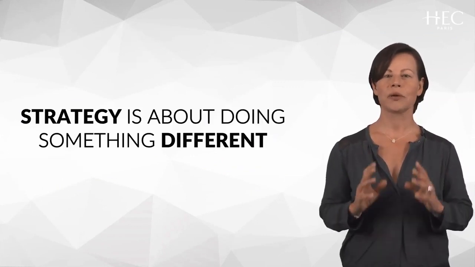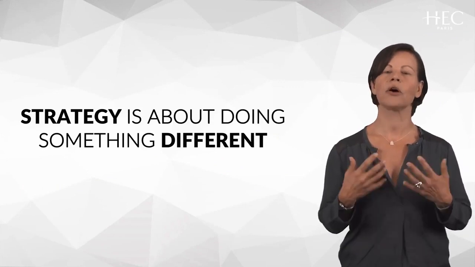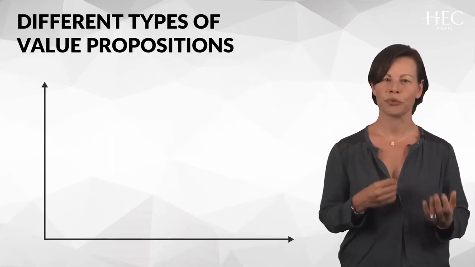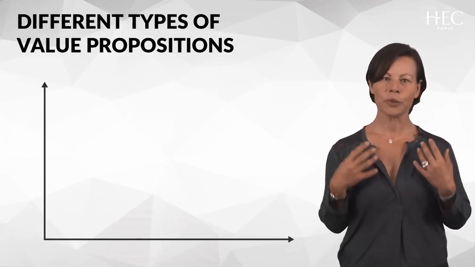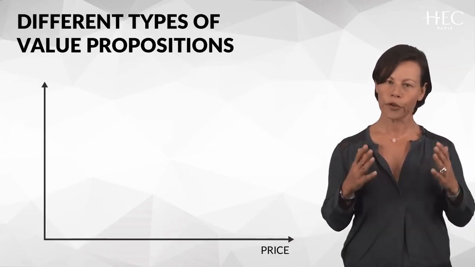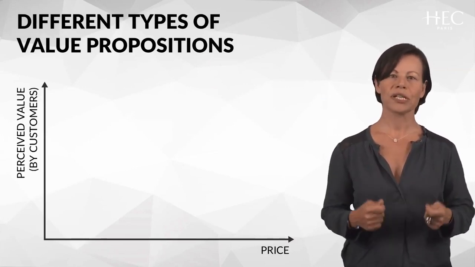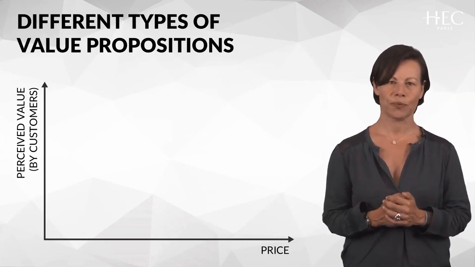Strategy is about doing something different from your competitors, and companies differentiate in particular on the what. Let's look at the options a business can envisage. To do this, we're going to use a simple graph on which we're going to position the different possibilities in terms of price and offers. The horizontal x-axis represents the price at which the product or service is sold. The vertical y-axis represents the perceived value of the value proposition from the customer's point of view.